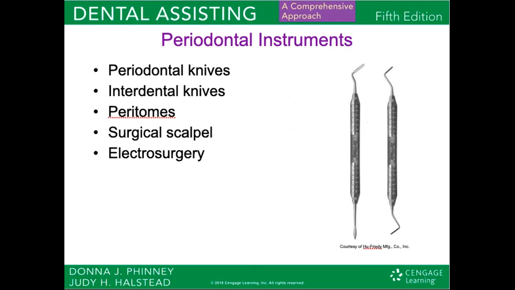Other periodontal instruments include periodontal knives, interdental knives, and peritomes. Peritomes are used to sever the periodontal ligaments prior to atraumatic extractions and to prepare the tissue for dental implants. Surgical scalpels are also used, as well as electrosurgery instruments.